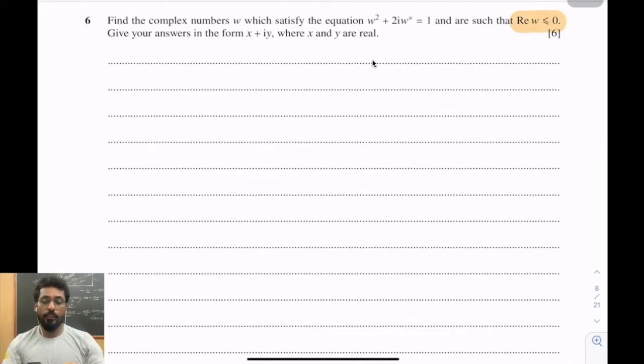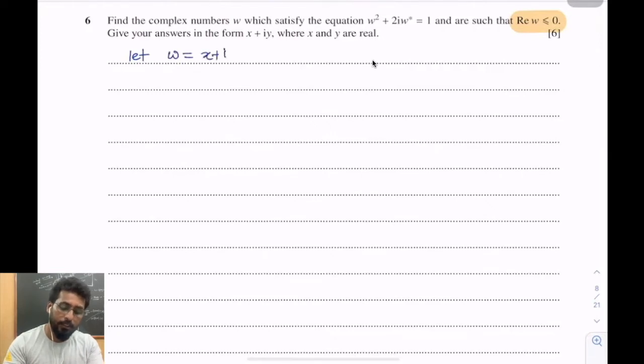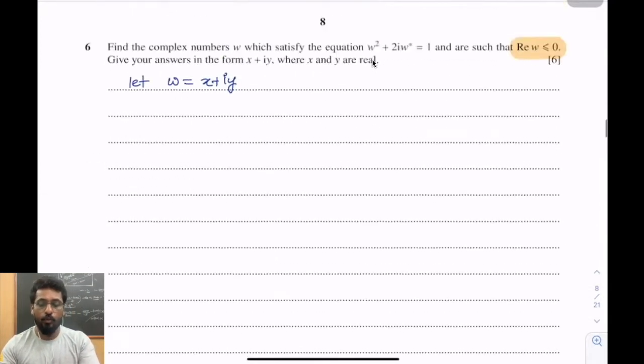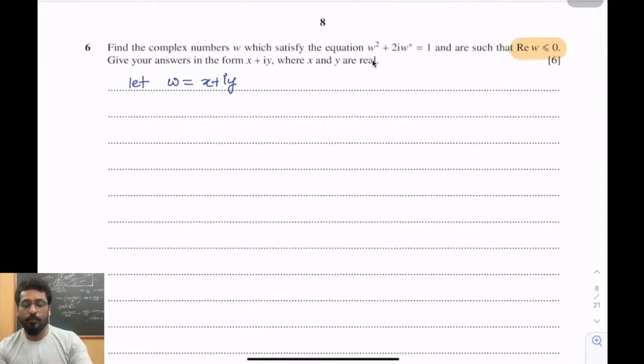Let's quickly start with the question. As I said, omega is going to be x plus iy. So let's write that way: let omega be taken as x plus iy. How much space is available for this particular question so that we can plan? Okay, one entire page is available to write the solution. So omega is x plus iy.